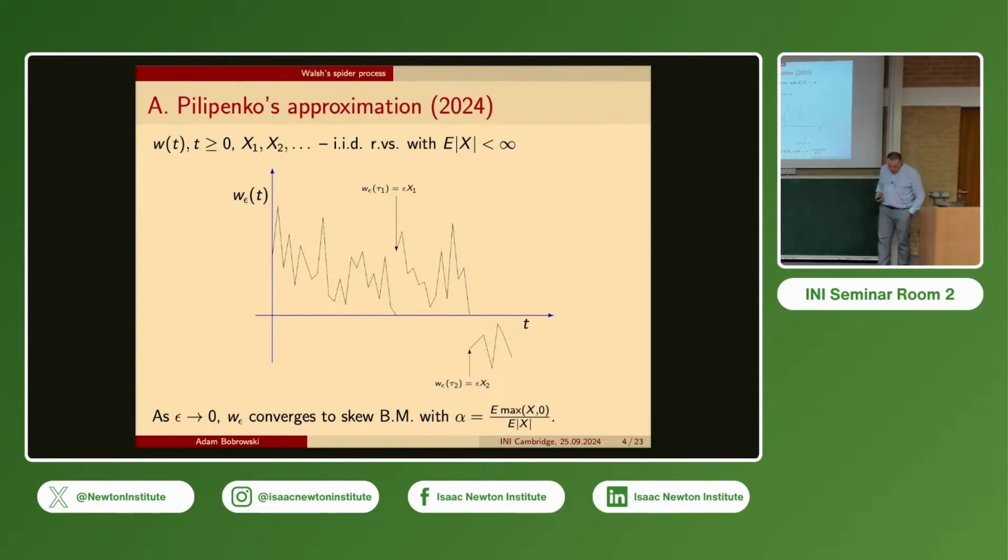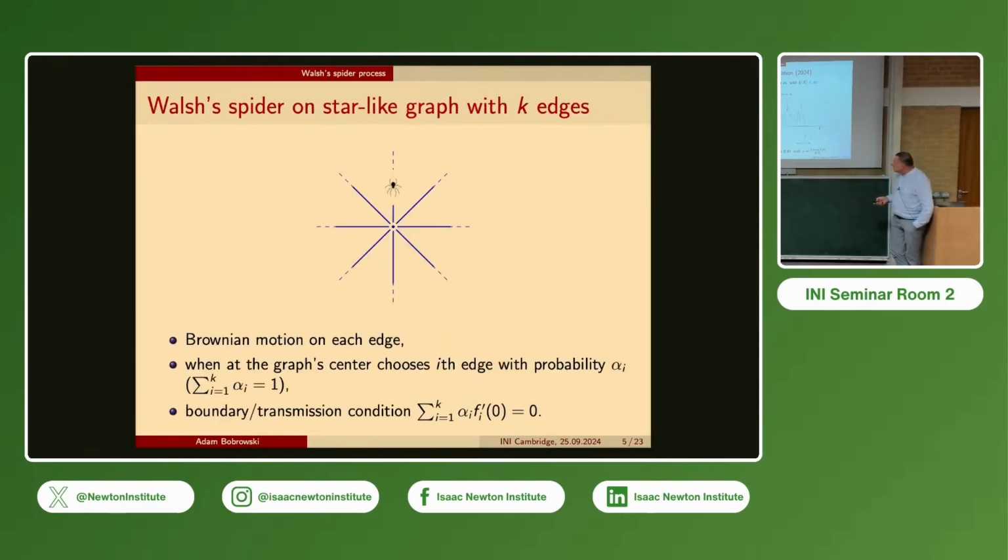Okay, so coming back to Walsh, once we have these intuitions, we can think of a more general process. We think of a spider on a web that goes to the web center as performing a Brownian motion, but once it reaches the origin, it chooses one of the rays with probability alpha i.